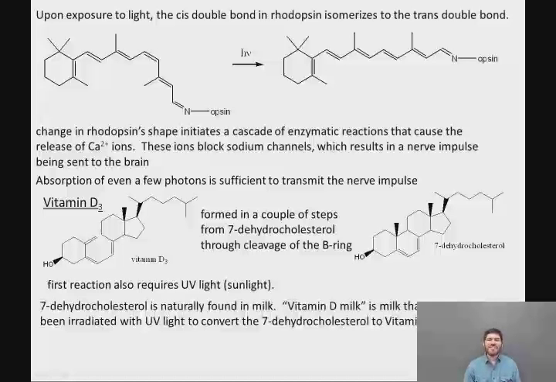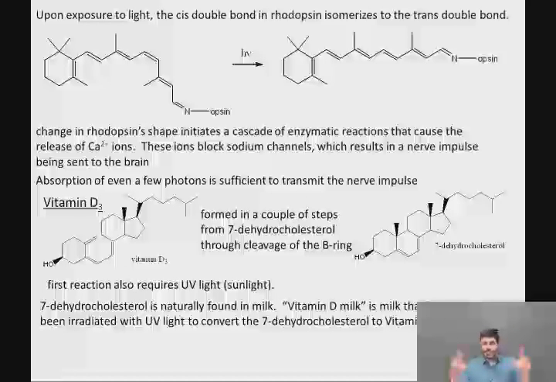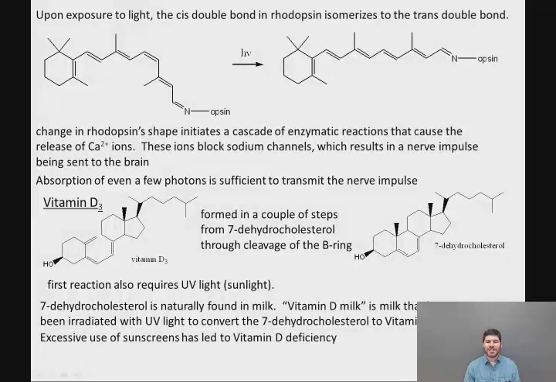So this 7-dehydrocholesterol is actually naturally found in milk. And when you buy vitamin D milk in the store, that is actually milk that has been irradiated with UV light to convert the 7-dehydrocholesterol into vitamin D3. So you don't actually add it to the milk, you just shine ultraviolet light on the milk.